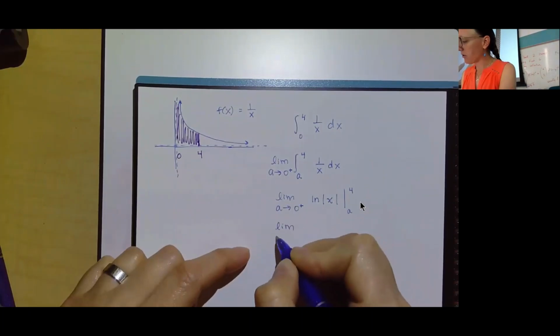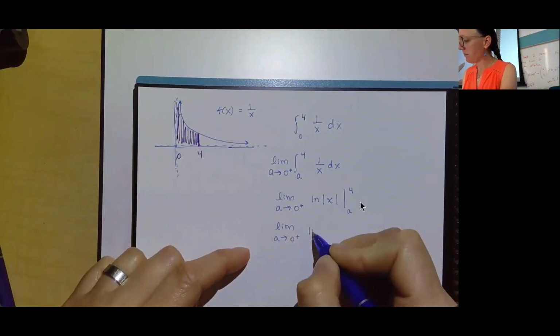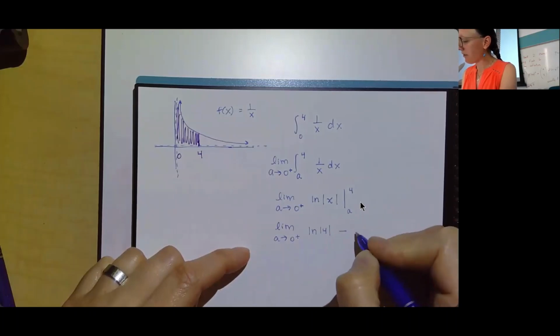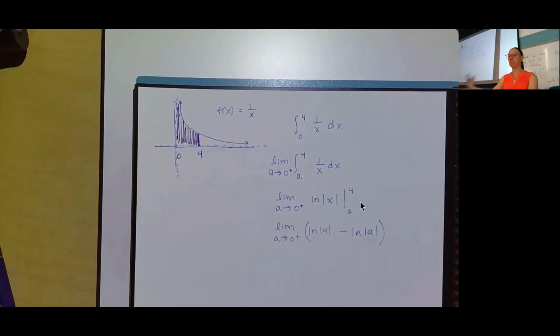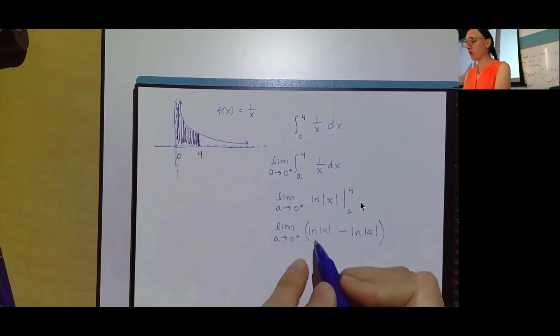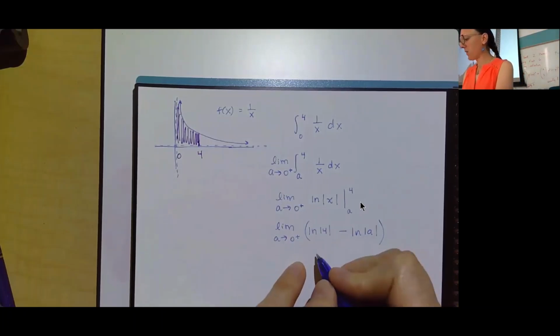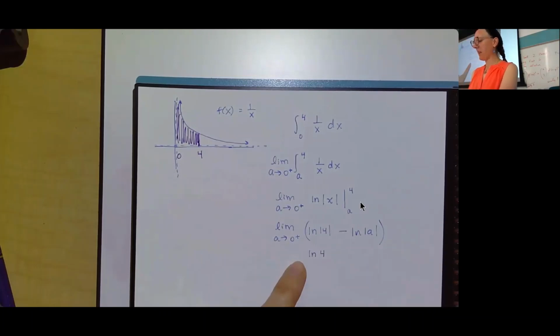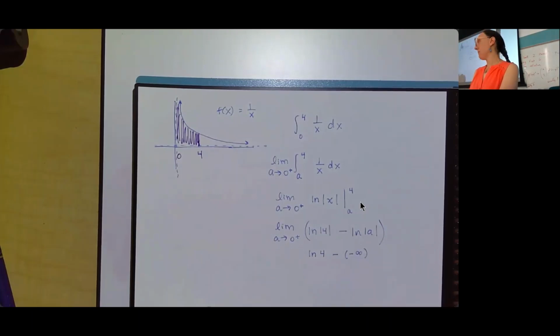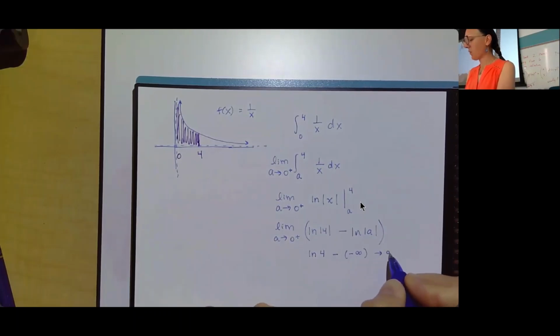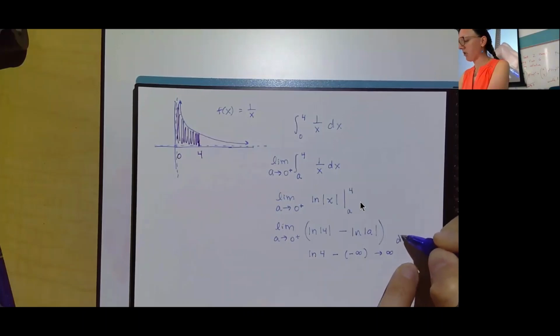Again, I'm going to plug in my 4, subtract off plugging in a, and then evaluate the limit. First thing I'm trying with any limit problem is to just plug it in and see what happens. Well, there's nowhere to plug it in on the ln of 4, so that's just going to remain ln of 4. And natural log of 0 is headed to negative infinity, which means overall, this thing is going to infinity, and we say that it diverges.